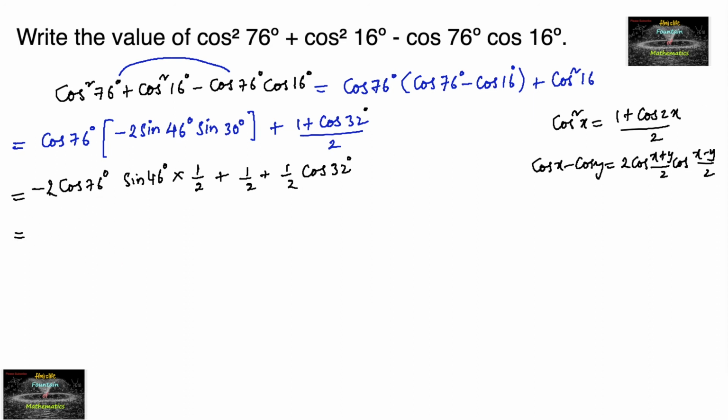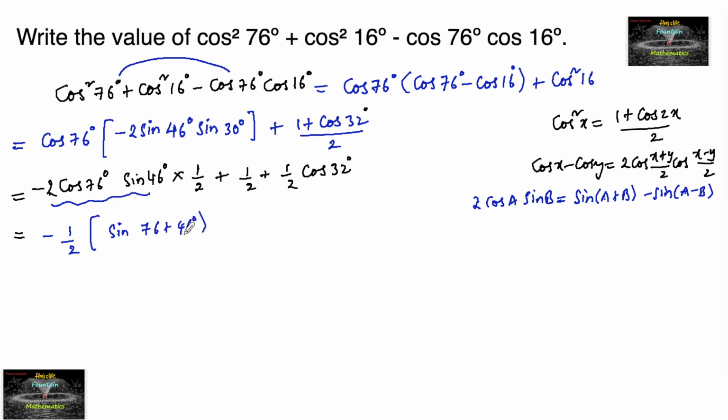And again, here we have 2 cos a sin b. So one more formula, 2 cos a sin b is equal to sin (a plus b) minus sin (a minus b). So by using this formula we can write here minus 1 by 2 times sin of (76 plus 46) minus sin of (76 minus 46), plus again here 1 by 2 plus 1 by 2 cos 32.